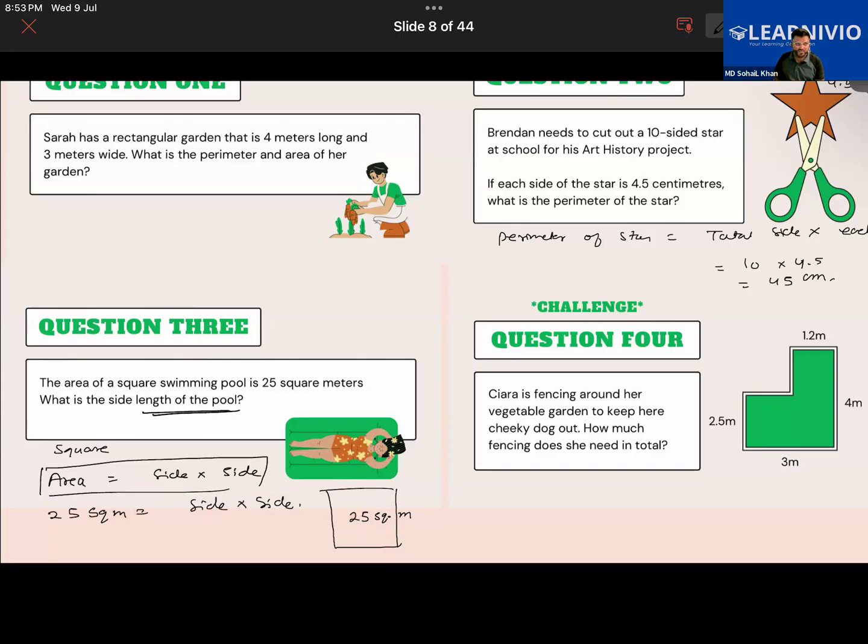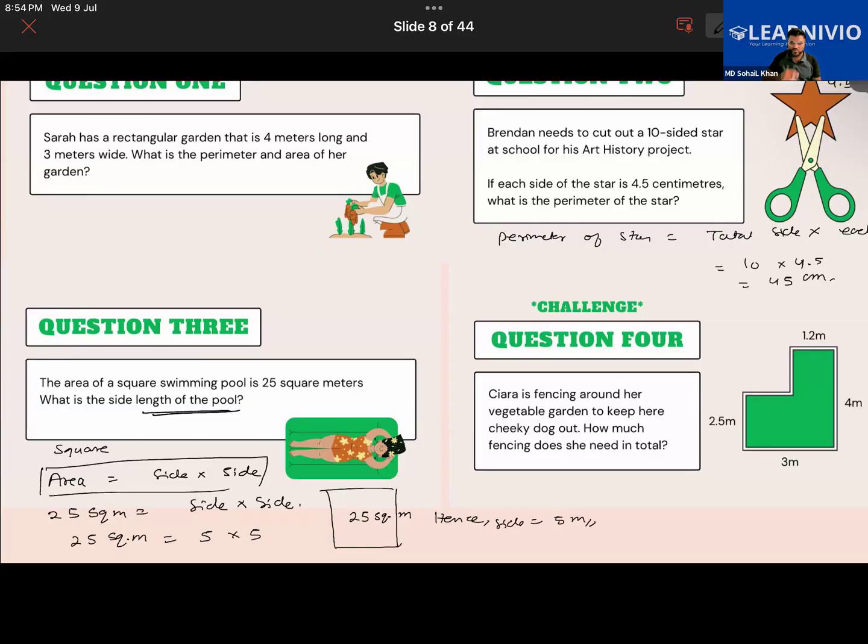12.5? No. 12.5 multiplied by 12.5 is not equal to 25. 5 into 5. Exactly, that is the answer. 5 multiplied by 5 is going to give you 25 square meter. Understood this, everyone? Yes. So hence, side equals 5 meter.